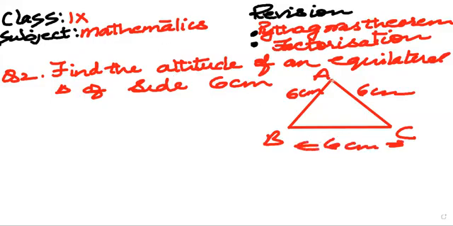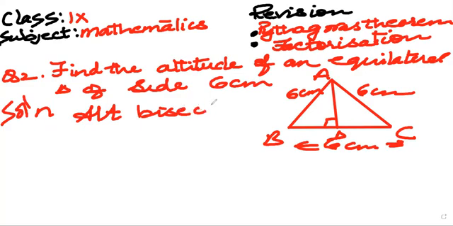So children, first you have to draw an altitude. And I guess everyone knows what an altitude is. Children, the altitude divides the opposite side into two equal parts. It bisects the line into two equal parts at 90 degrees. So this is a perpendicular line and it will divide BC into two equal parts. Just remember, in the case of an equilateral triangle, your altitude will bisect the opposite line segment.